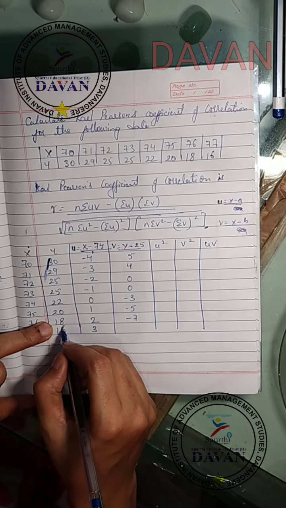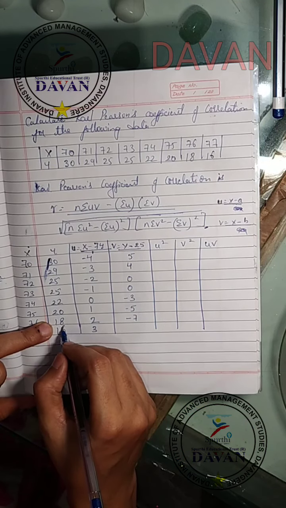Take the square of this, U square. Minus 4 into minus 4, 16. Minus 3 into minus 3 is 9. Minus 2 into minus 2 is 4. Minus 1 into minus 1 is 1, 0. 1 square is 1. 2 square is 4. 3 square is 9. Similarly, for V square, 5 square is 25. 4 square is 16. 0, 0. Minus 3 square is 9. Minus 5 square is 25. Minus 7 square is plus 49. Minus 9 square is 81.